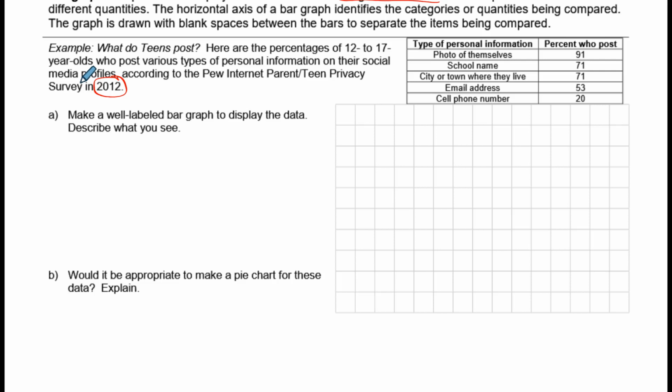So our textbook is a couple years old now. I think it was published in 2014, the textbook we're using. So it's currently 2018. Some of the data sets we might use are going to be a few years old, but that doesn't change the fact that we can still analyze the data. Okay. First thing we're asked to do here is make a well-labeled bar graph to display the data and then describe what you see. Okay, so let's do that.